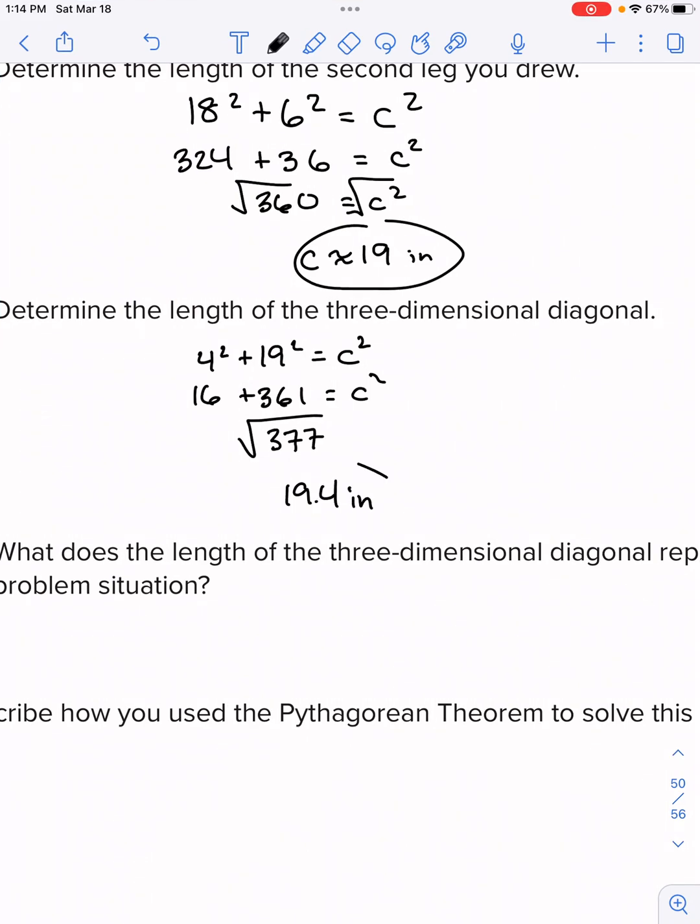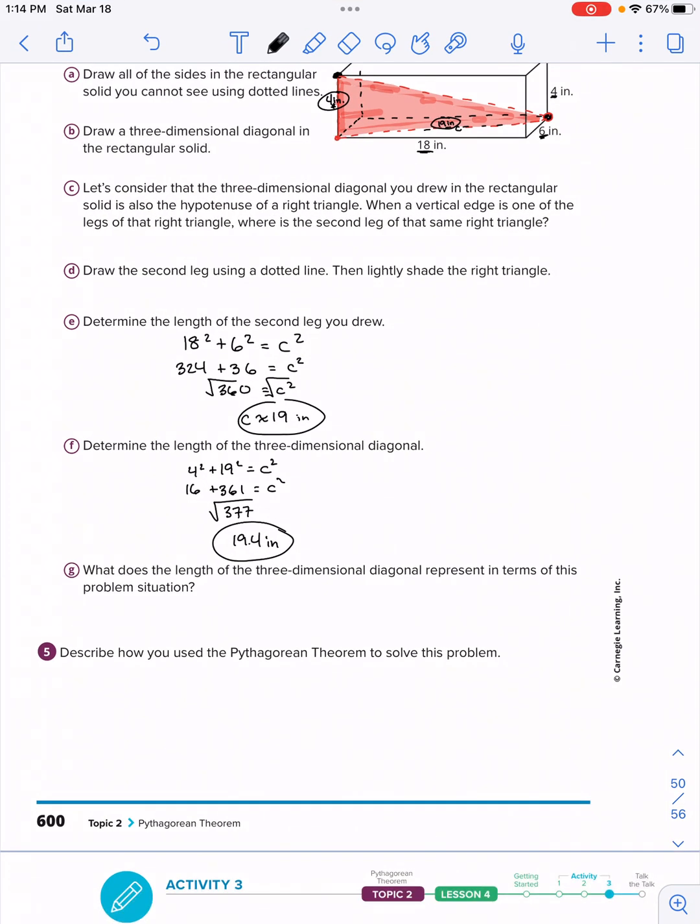19.4 inches is our final answer. So, what is the length of the three-dimensional diagonal represent in terms of the problem situation? It's pretty much just this. Right, it's 19.4 inches. That's the length of, let's just say, the biggest rose that we can fit into this box. Any bigger is going to get squished.